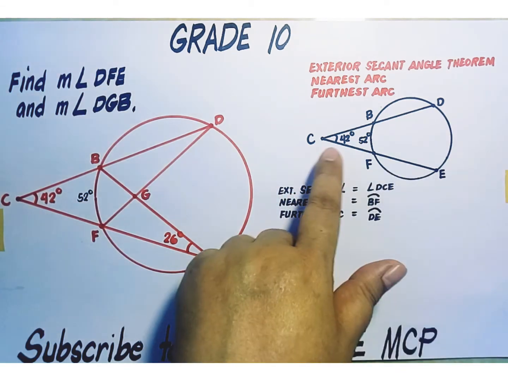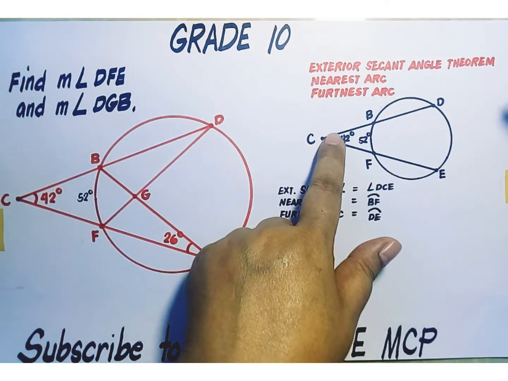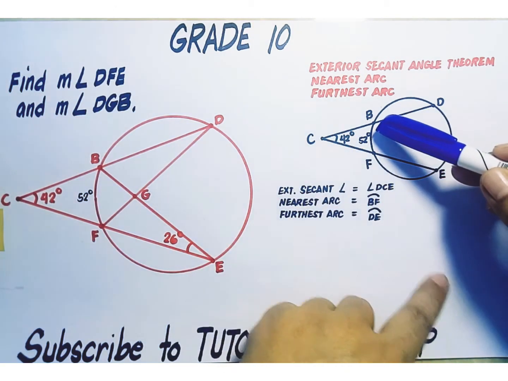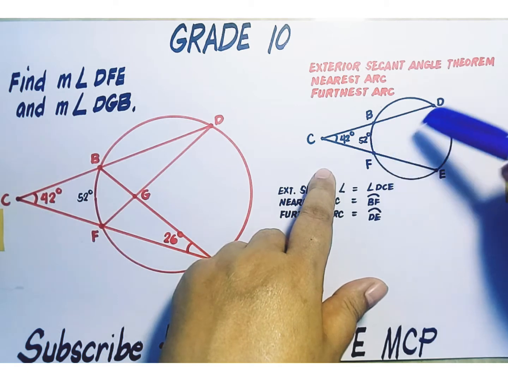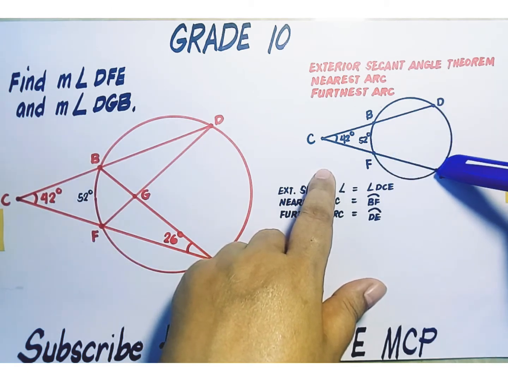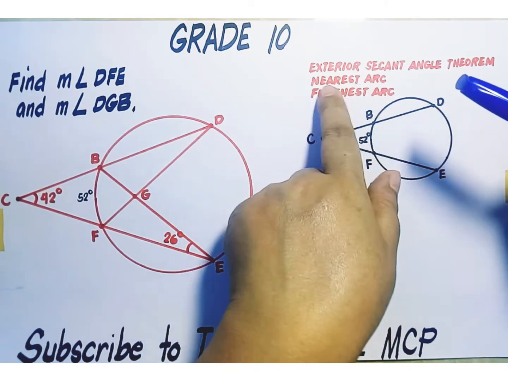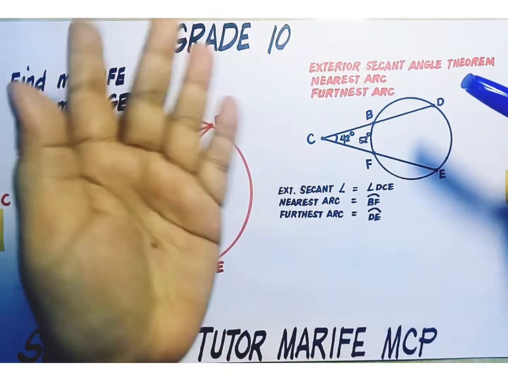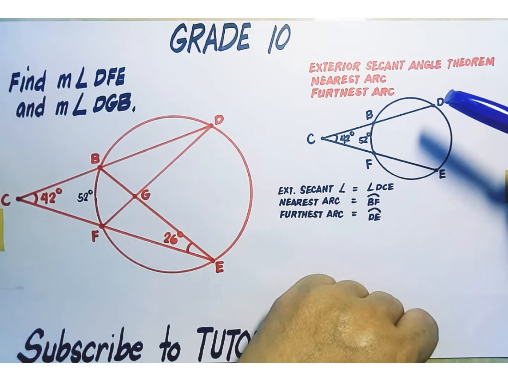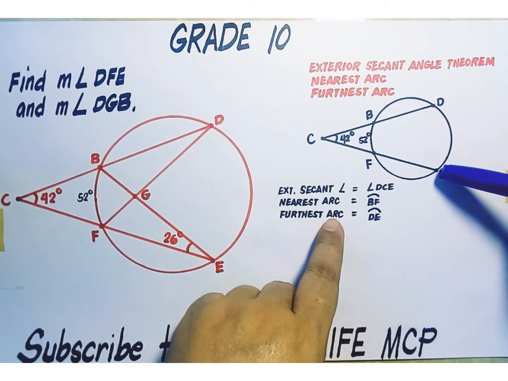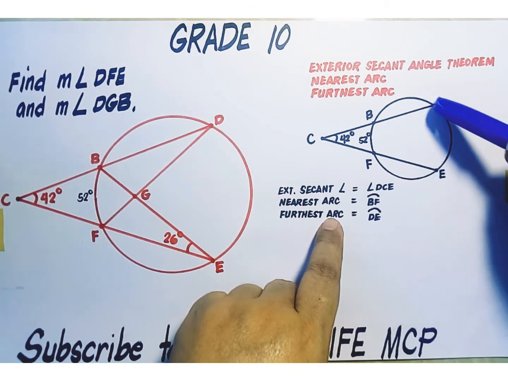Notice that the exterior secant angle DCE has two intercepted arcs. We have arcs BF and DE. We can call arc BF the nearest arc or the smaller arc, and we can call arc DE the furthest arc or the larger arc.